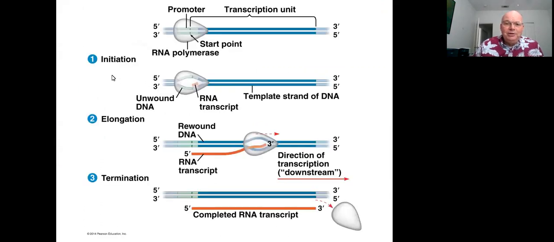So in initiation, the basic process involves the binding of the RNA polymerase to a region that we describe as being upstream from the gene. So we need to identify what we mean by upstream and downstream. So remember that the DNA is always read 3' to 5'.